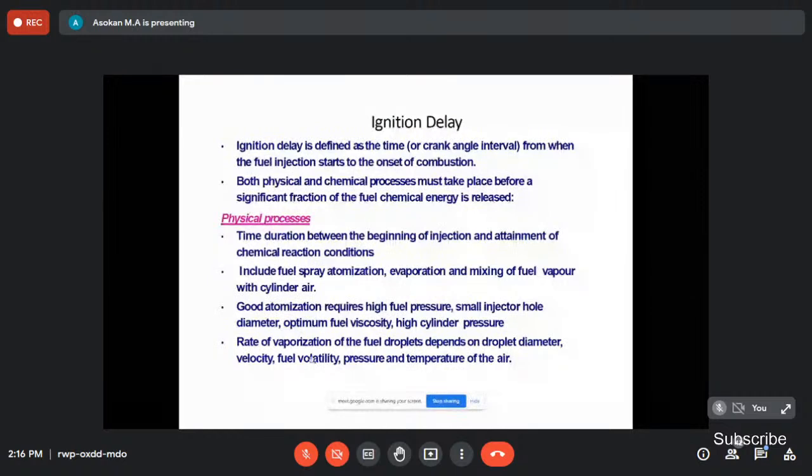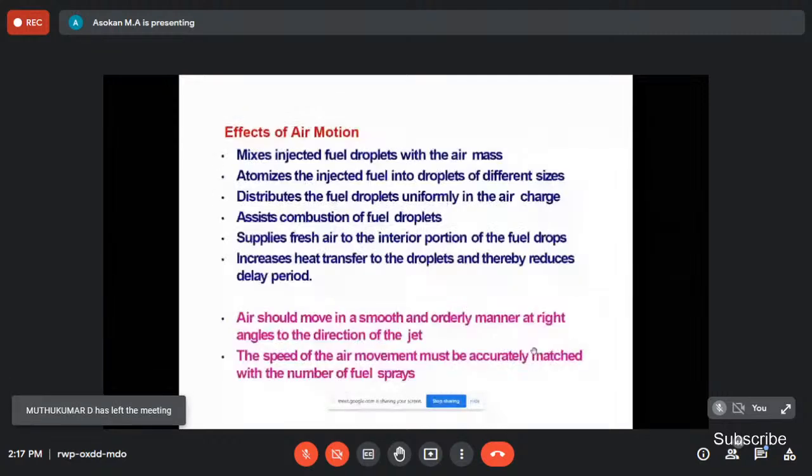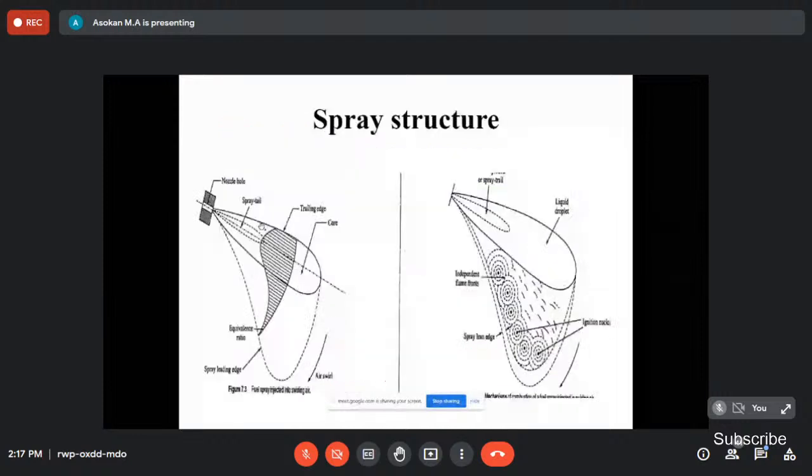And the rate of vaporization of the fuel droplets depends on the droplet diameter. Right? Already I told you about the droplet diameter of the leading edge. The topmost one, see this one. Yeah, this one. Sorry, at the trailing edge the droplet size is bigger, and at the leading edge the droplet size is smaller. So here the evaporation and atomization take place very quickly. At the trailing edge, the larger droplet size, the atomization does not happen very quickly. That's why the heat is transferred from the leading edge to the trailing edge.